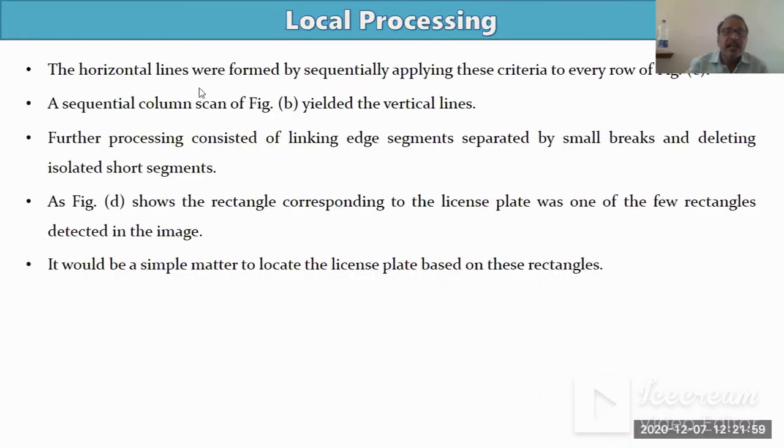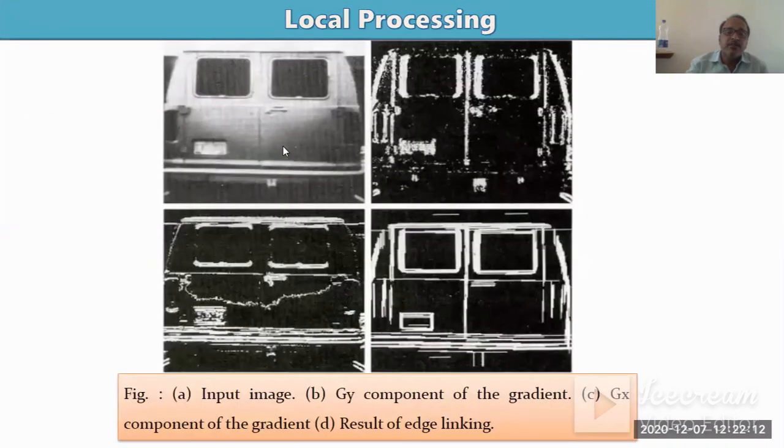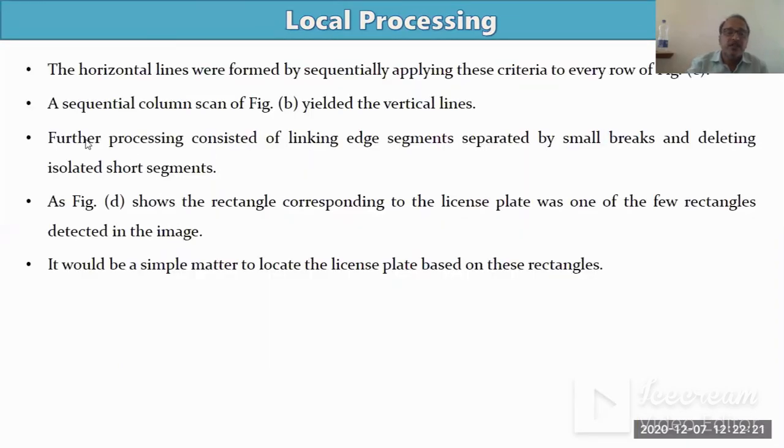The horizontal lines were formed by sequentially applying these criteria for every row of the figure. The sequential column scan of the figure is the vertical line. If you want to find the horizontal line, we can use the horizontal direction. If we have to find the vertical, you can use the vertical direction. So further processing consists of linking edge segments separated by small breaks and deleting the isolated short segments.